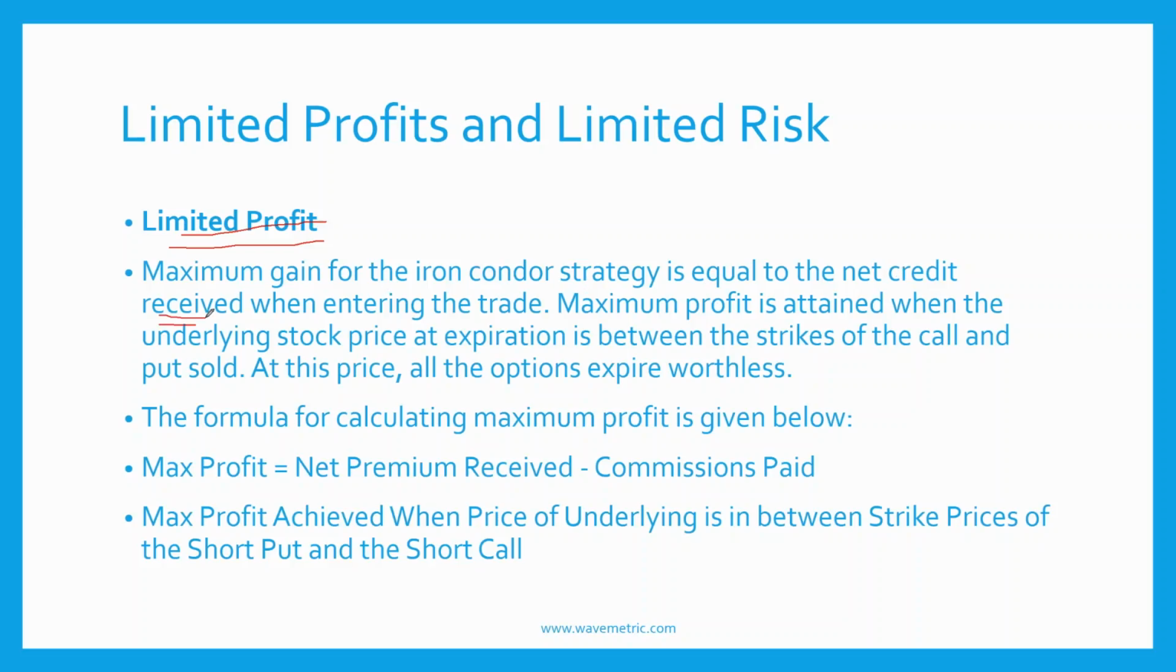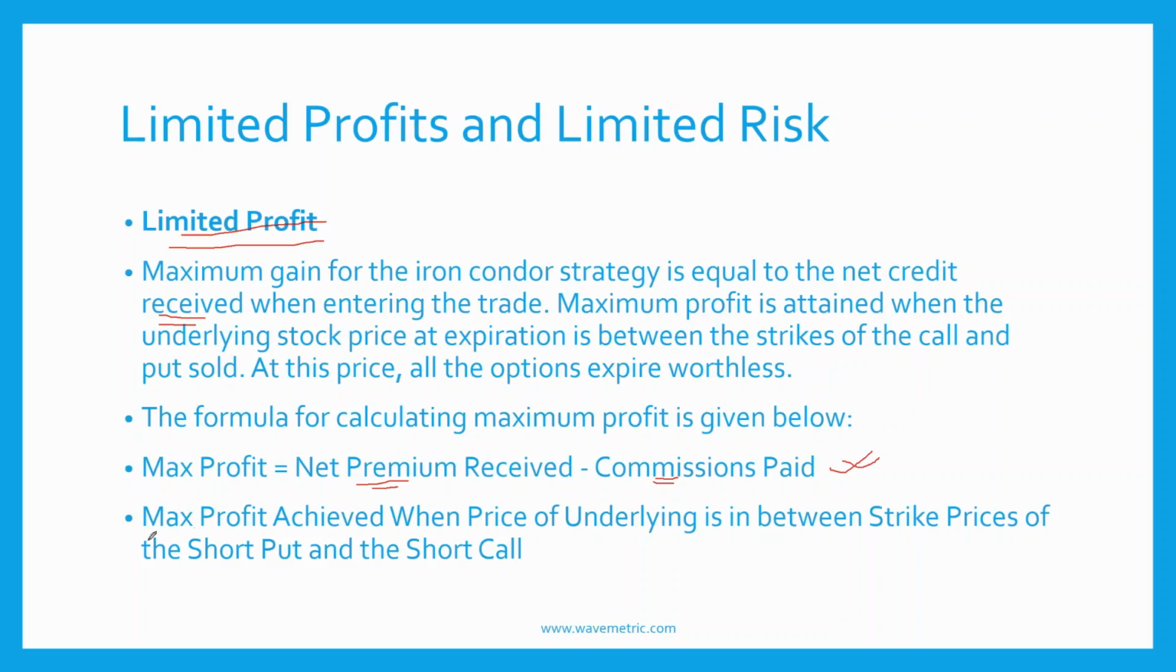Now when you are selling two out of money options, that is one call you are selling and another put you are selling, then you are getting a net credit in your account. Now this is the maximum profit that we gain from this strategy, and the formula for calculating the maximum profit is net premium received minus the commission paid. So it is the net premium received minus what you have paid for the brokerage or commission in your account.